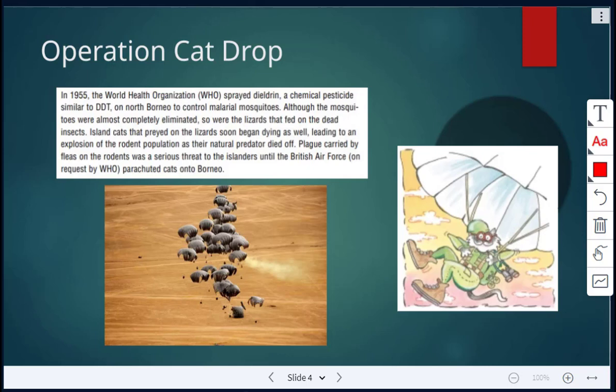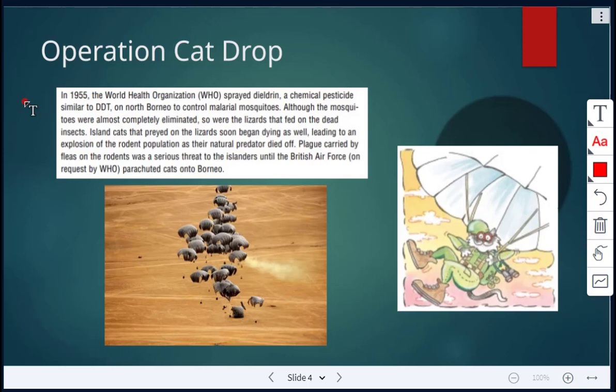Okay, here we're just looking at this tidbit that it's called Operation Cat Drop. What happened was in 1955, the World Health Organization, WHO, sprayed a chemical called dieldrin. It's a chemical pesticide that is similar to DDT. They sprayed it on North Borneo to control malarial mosquitoes, so mosquitoes that carry malaria. And it worked really well. The mosquitoes were almost completely eliminated, but so were the lizards that fed on the dead insects. And then island cats that preyed on the lizards soon began dying as well.